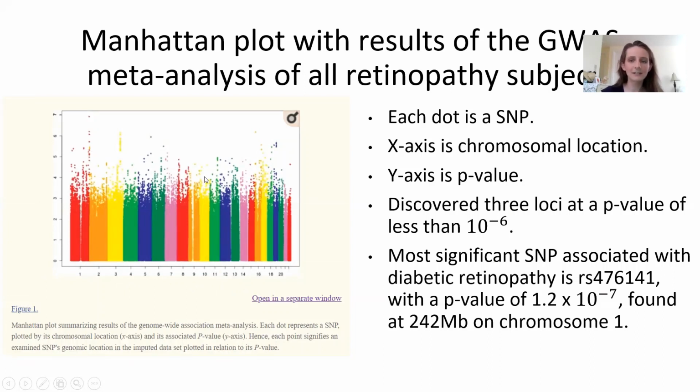What was discovered was that 3 loci have a p-value of less than 10 to the negative 6, which means they're significant. And the most significant SNP associated with diabetic retinopathy is the SNP called RS476141, with a p-value of 1.2 times 10 to the negative 7, found at 242 megabase pairs on chromosome 1.